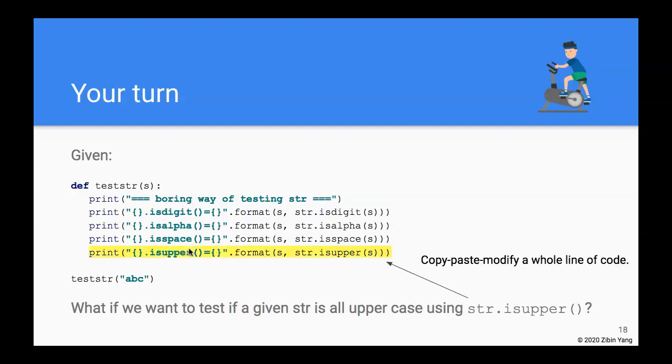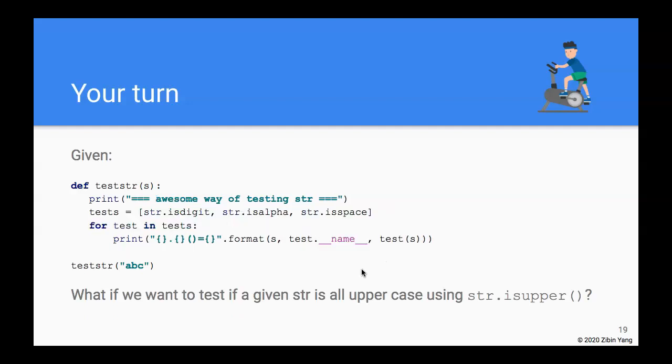And assuming you've done that, this is what you would do. In this version, just copy this line of code, change the function call, and that's it. Not too hard, but let's try to do the same thing for our new version that uses a list of methods. So pause the video, give this a try.